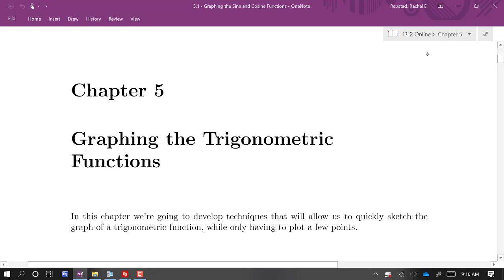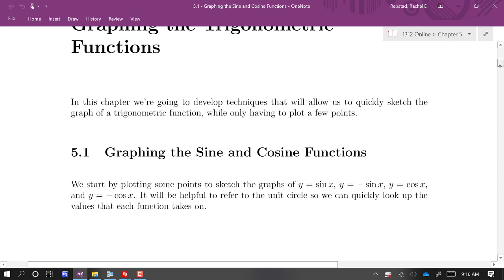Alright, in this chapter we're going to learn how to graph the trig functions. We're going to begin with the sine and cosine functions in the first section before we move on to the other trig functions. And we're going to start kind of simple with making a sketch of just y equals sine x and y equals negative sine x, and then y equals cosine x and y equals negative cosine x.